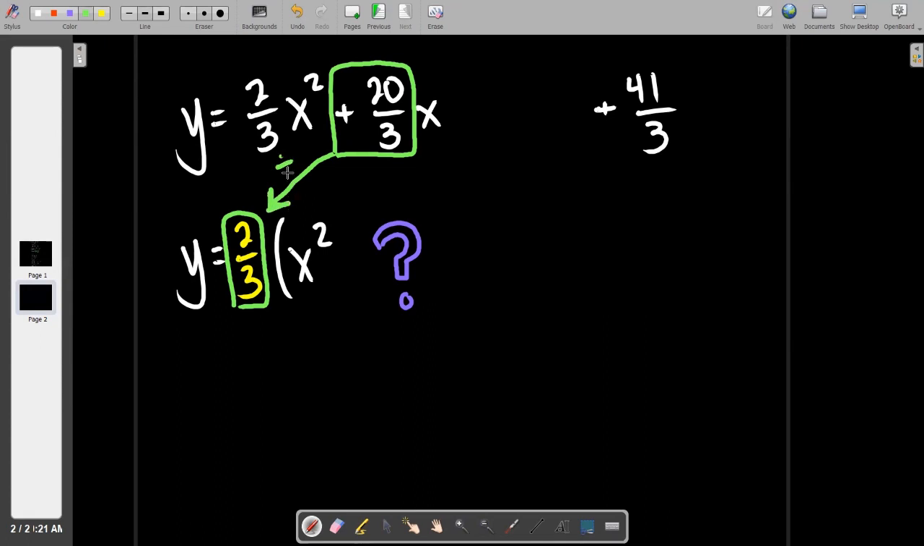So what we're going to do is go off to the side and do a little bit of sixth grade copy dot flop arithmetic and figure out a number. The answer to that division problem will always tell you what to put where the purple question mark is. So I'm going to take off to the side 20 thirds divided by 2 thirds.